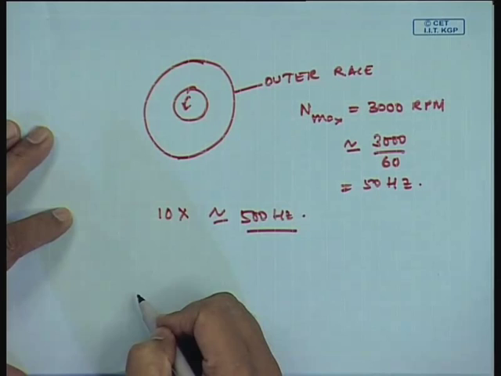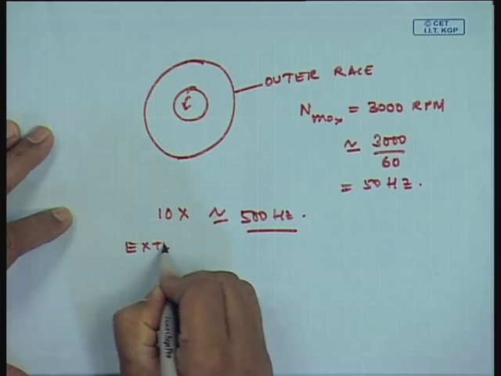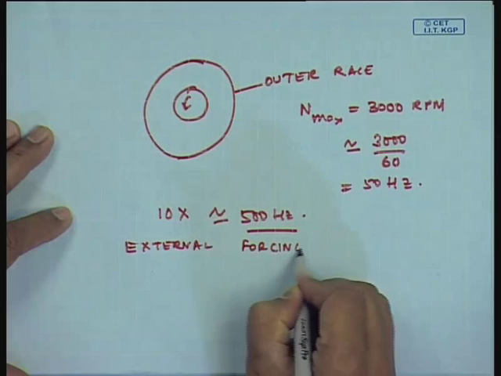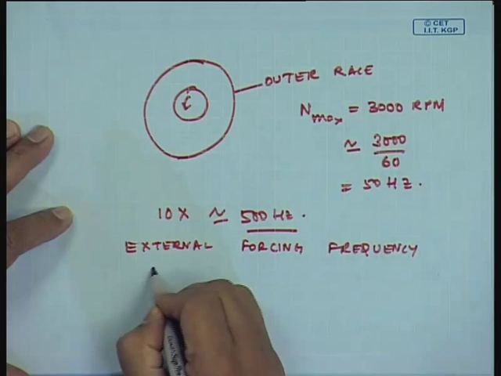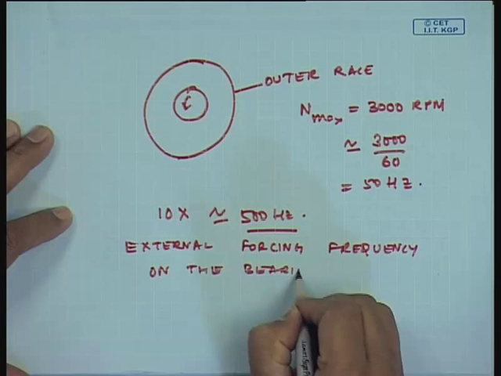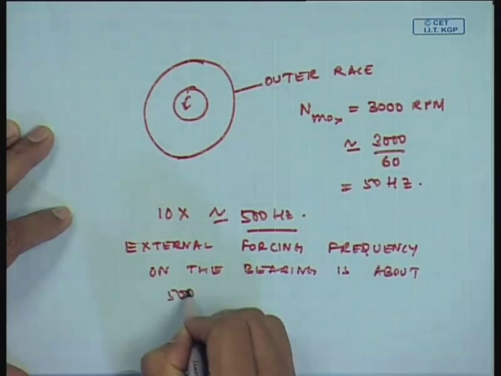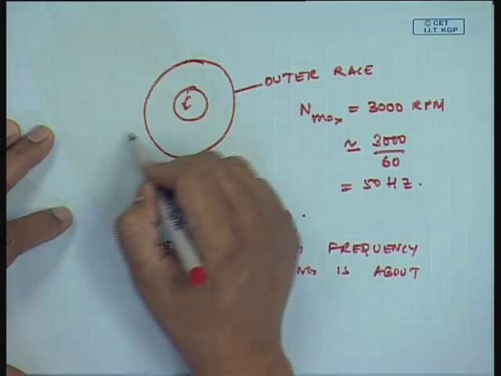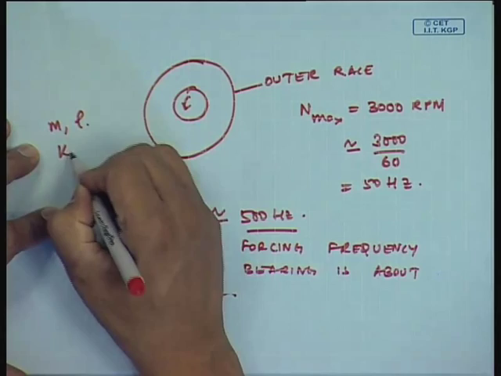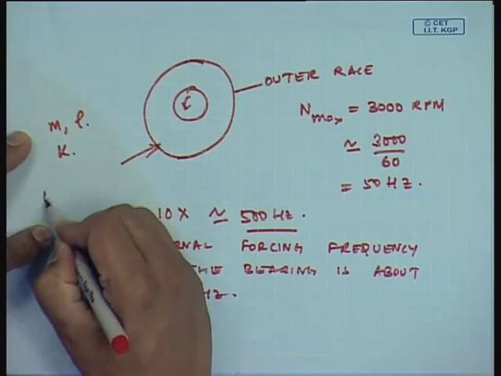So, the external forcing frequency on the bearing is about 500 hertz. Imagine, because this is an elastic material, it has its mass, it has its density, it has its stiffness, etcetera. Okay. So, these rings also have their natural frequency, we can model them as some equivalent stiffness and mass.